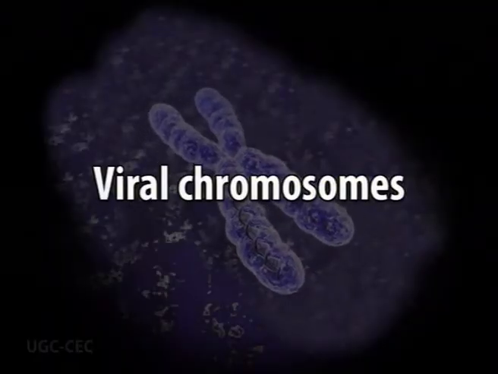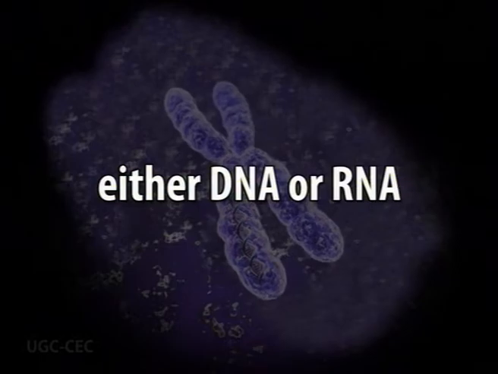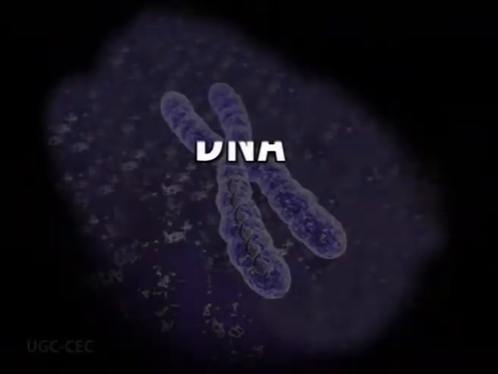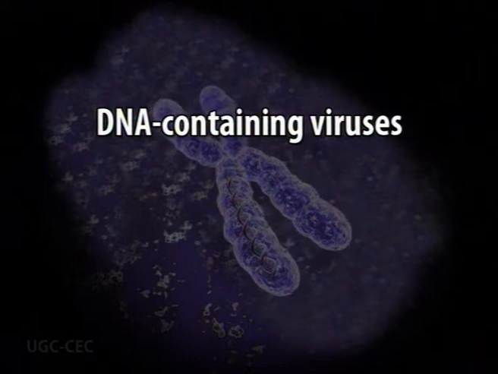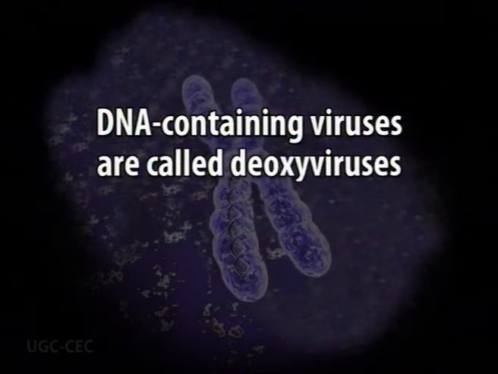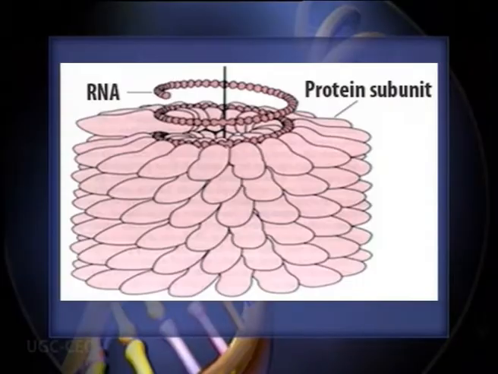In viruses, the chromosomes occur singly and chemically may contain either DNA or RNA. It is a distinguishing feature of viruses from all organisms which possess both DNA and RNA. DNA-containing viruses were called deoxyviruses and RNA-containing viruses as riboviruses. The DNA-containing viral chromosomes may be either of linear shape or of circular shape.